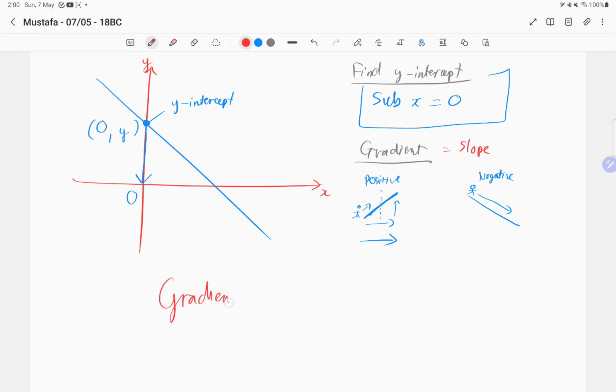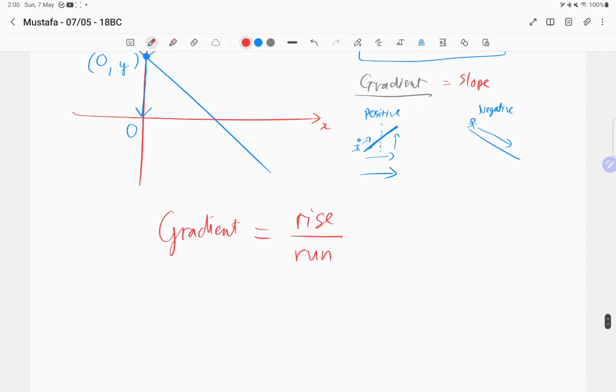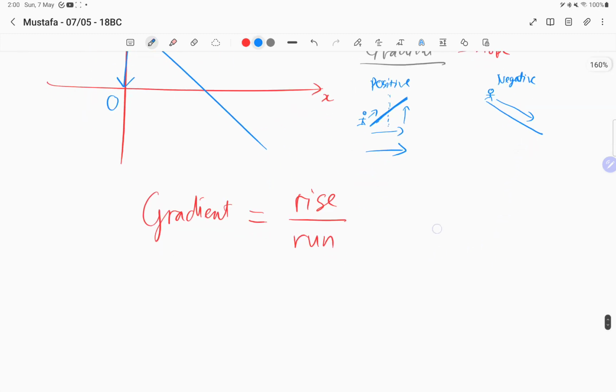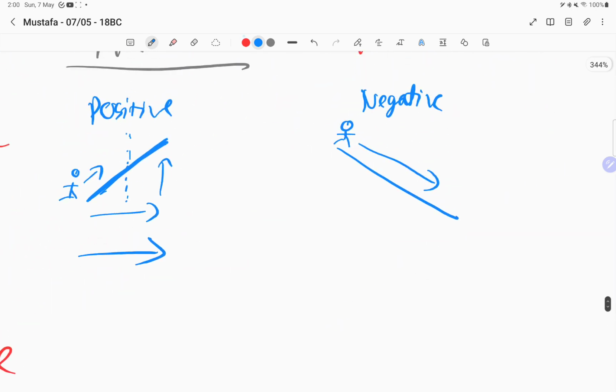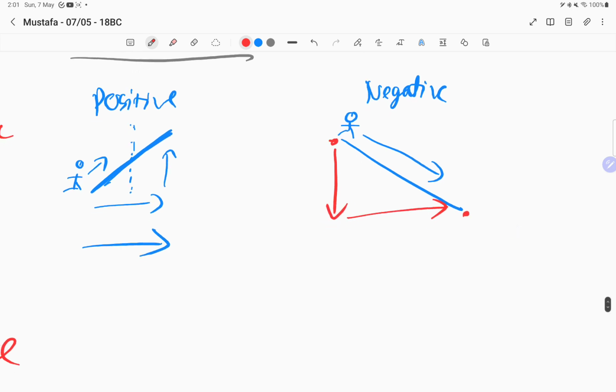So the gradient is equal to rise over run. That's why when you're talking about a negative gradient, what's the rise? The rise is negative, right? Because from this point to this point, it goes down. Note that the run is always positive. It's always left to right. When the gradient is positive, there is a positive rise. But when the gradient is negative, it is a negative rise, so it's going down. Does it make sense?